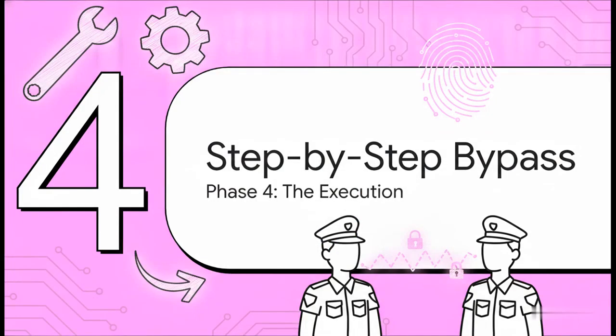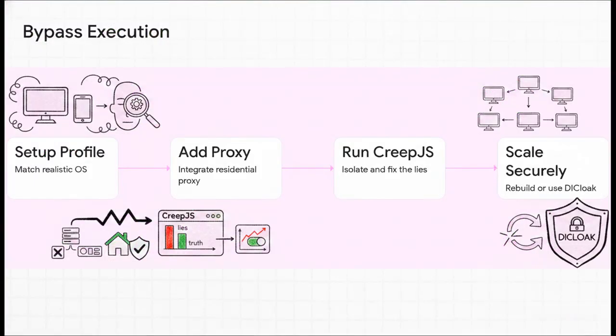Time to actually walk past those security guards. Here is Phase 4, the execution, the step-by-step bypass. Let's walk through this procedure step by step. Step 1. Set up a highly realistic profile, where your user agent, your WebGL, and your OS all perfectly align. Step 2. Integrate a stable residential proxy. Don't use data center IPs, they are highly suspicious.